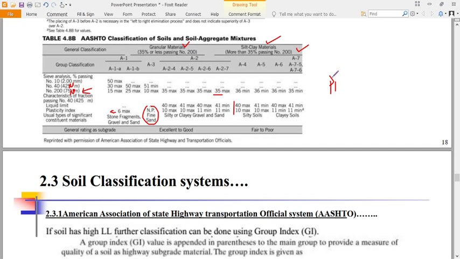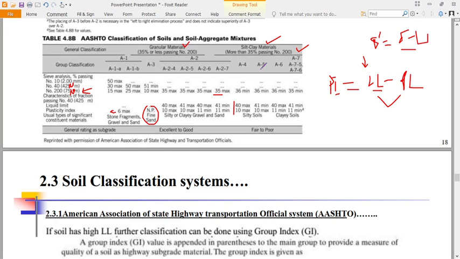But if the maximum it can carry in terms of PI, the difference between LL and PL, is 10, and the liquid limit can be more than 41, then we can say that material is an A5 material. So we can look at this as an example.